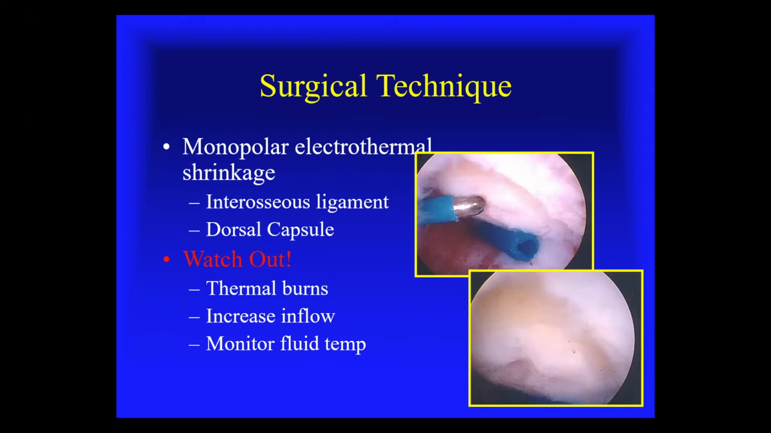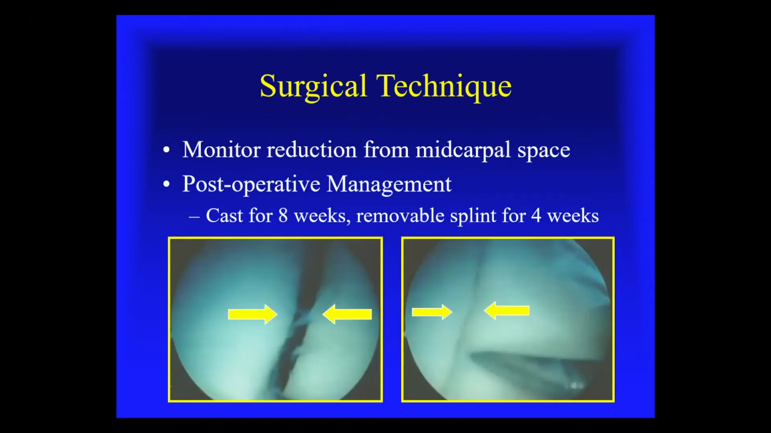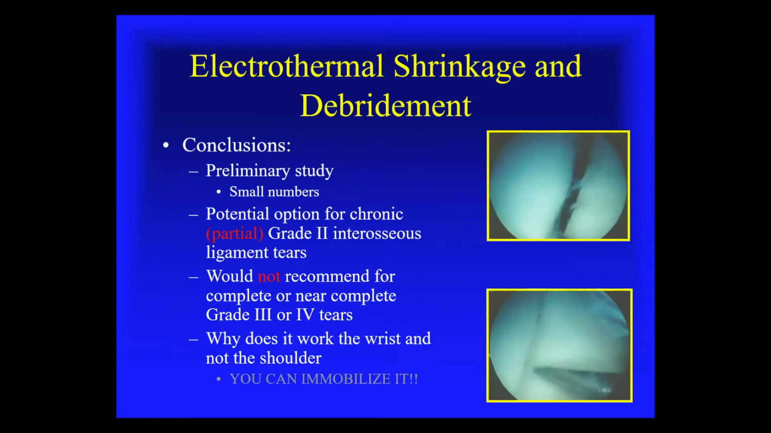When we do this operation, we want to shrink the interosseous ligament as much as we can, and also the volar and dorsal capsule over that area. You can look at it from the midcarpal space. You can see how you had a gap, then it closed down after the shrinkage. So generally we immobilize these people for about 8 weeks, in a splint for 4 weeks, and then start range of motion. Our study was of small tears. The grade 2 tears did very well. But once you get to grade 3 or grade 4 tears where there's gapping, it didn't seem to work as well, which makes sense. So if you have these people that keep coming back with persistent pain, point tender over the interosseous ligament, and a partial tear, I think thermal shrinkage can work very well for you.